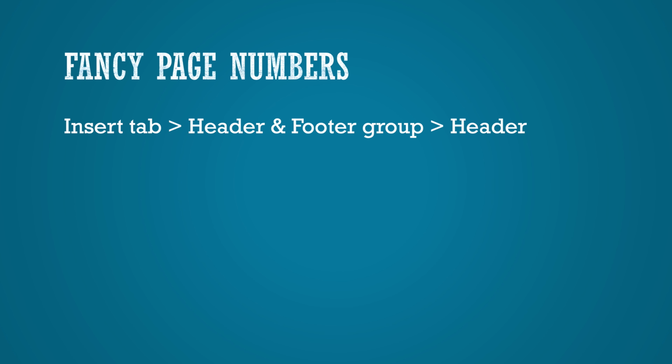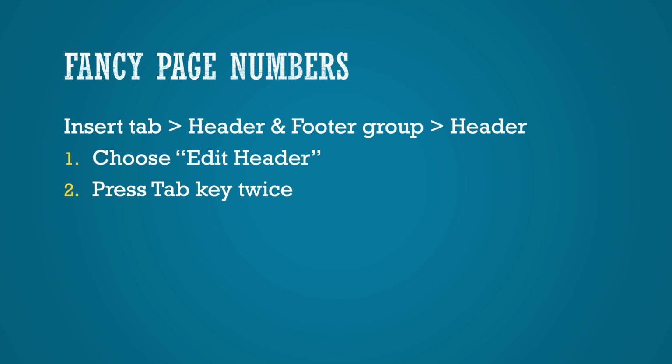To set up our special page numbers, we'll go to the Insert tab and from the Header and Footer group, click on the Header drop-down menu button and choose Edit Header. This will move the text cursor into the header. Our page number needs to be aligned to the left. Fortunately, there are already some preset tab stops. Press the Tab key twice to get to the right aligned tab.